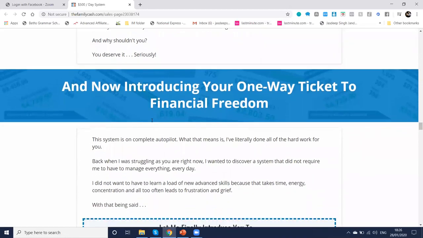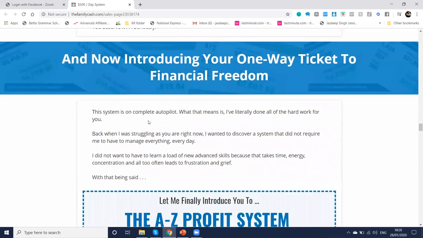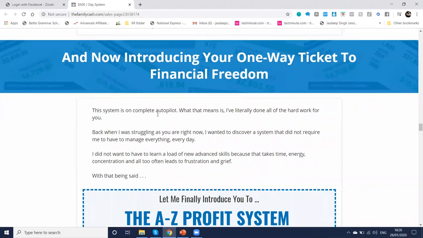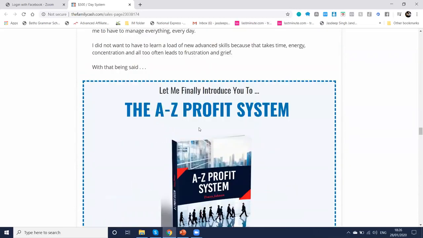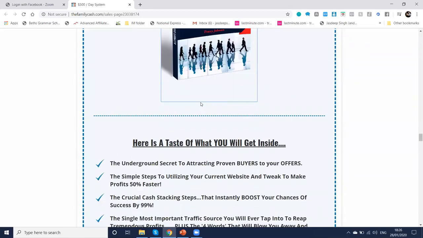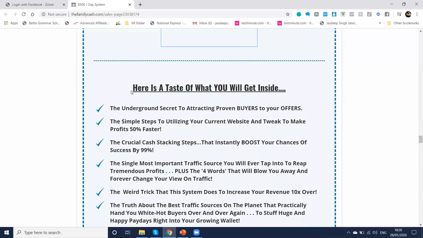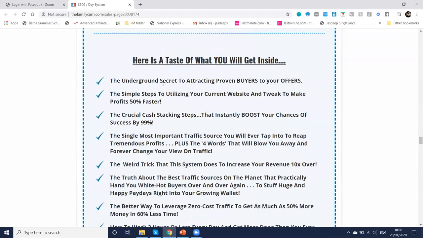And then we introduce the actual product. So this is when we have to start giving them some information about exactly what they're getting. So it's always a good idea to have a good graphic like this. And they may very well scroll down to here and see what they're gonna get inside this product. What are they actually buying?